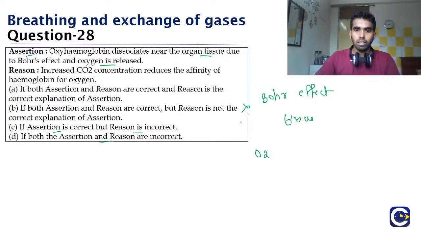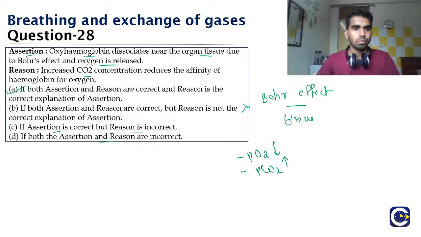Okay, and the other thing of the Bohr effect was the carbon dioxide. Because the oxygen is less, PCO2 is more, that is why the Bohr effect is occurring and the oxygen is dissociating from the hemoglobin. So yes, assertion is true and the reason is also true, and this fact is explaining the assertion. So the correct answer is option A.